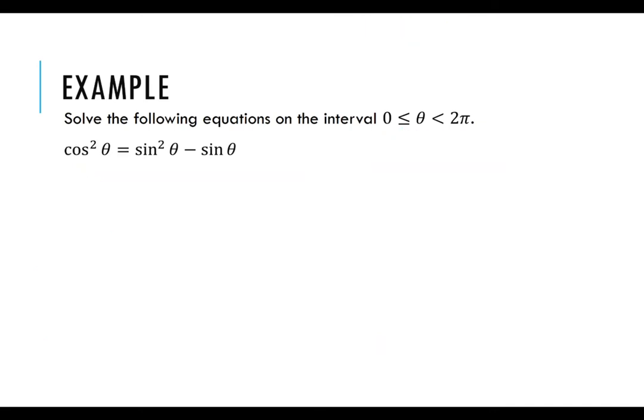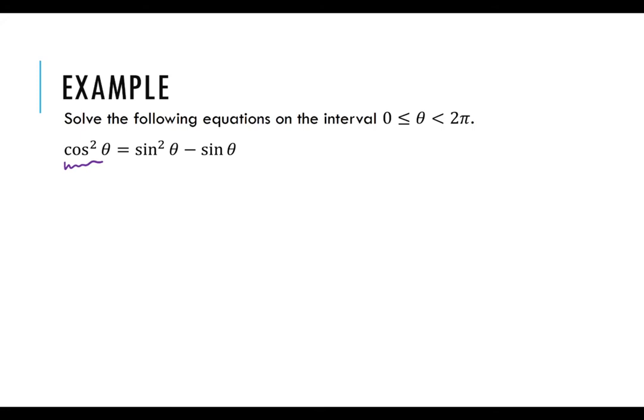Alright, I said that sometimes you may have to use trig identities. So this is one of those times. So notice that I've got cosine squared of theta is equal to sine squared of theta minus sine of theta. I said that earlier we really want to get everything in terms of a single trig function. So I see I've got sine squared of theta, and I've got sine of theta, and then I've got a cosine squared of theta. I think I really want to focus on this cosine squared of theta, and I want to see, is there any way I can write cosine squared of theta in terms of sine?